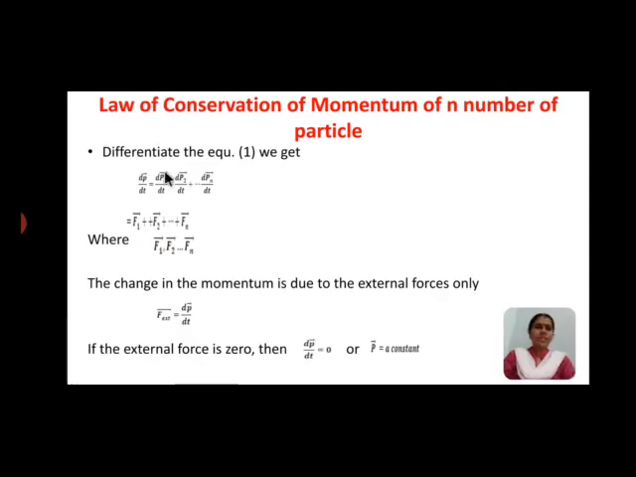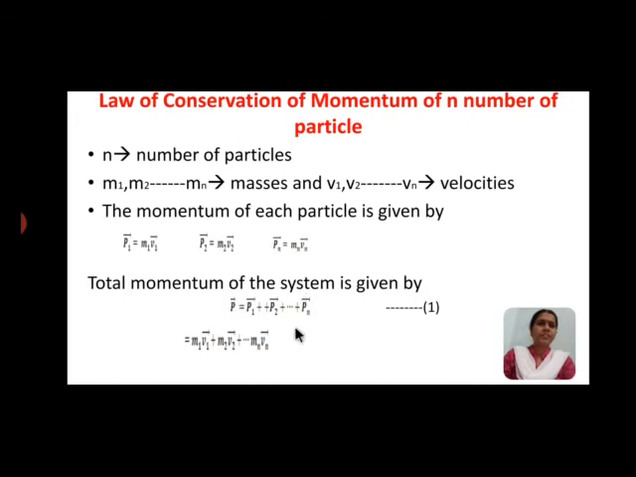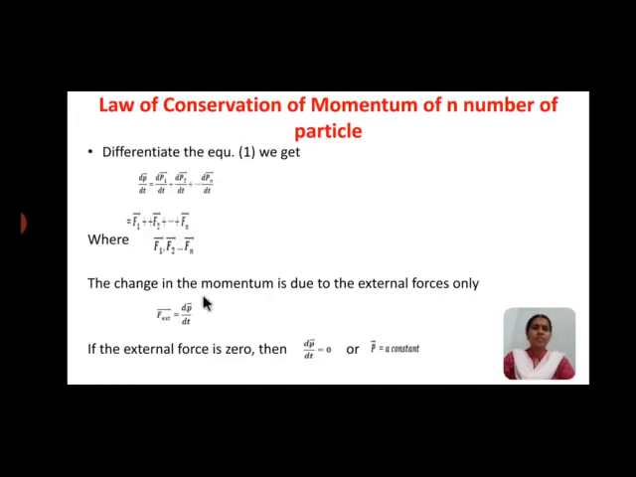Now differentiate equation number 1. What you will get is dp by dt is equal to dp1 by dt plus dp2 by dt plus up to dpn by dt. Okay. So now we can write dp by dt as F1 plus F2 up to Fn. What are F1, F2, F3? These are the forces acting on the particles of mass M1, M2 up to Mn.